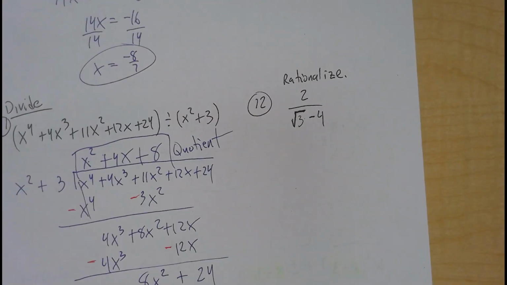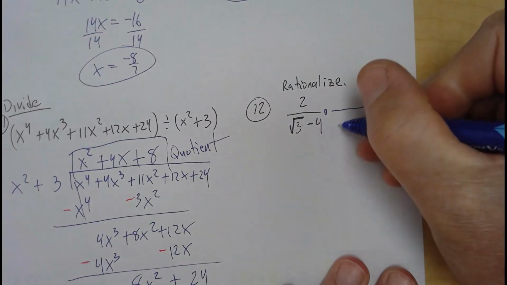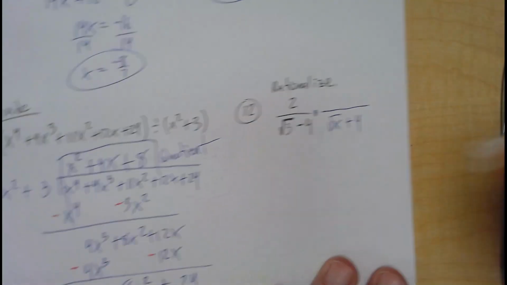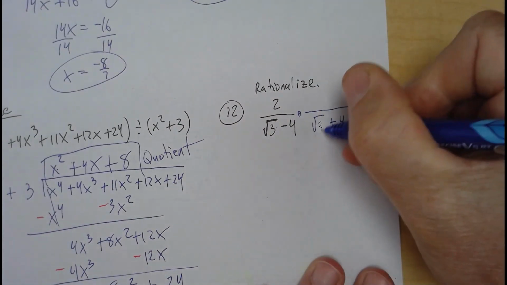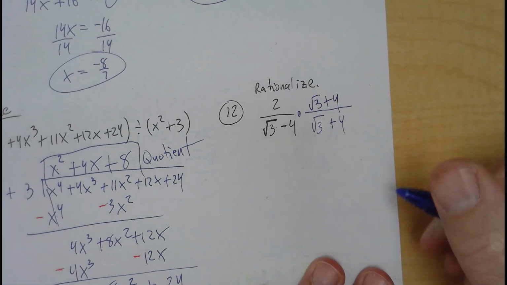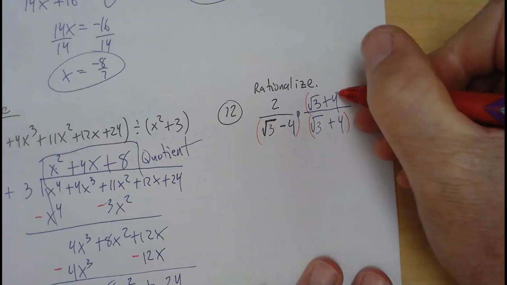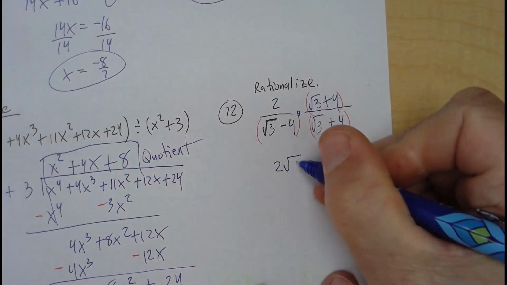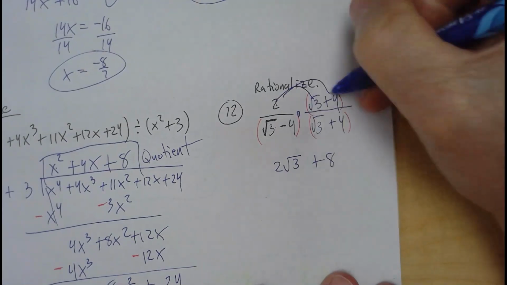Rationalizing the denominator means that we are getting rid of the square root on the bottom. Here I have to multiply by the conjugate, which would be the square root of x plus 4, not x, square root of 3, square root of 3 plus 4. All right, these are like binomials. We love our binomials, so we hug them, give them a hug. So 2 times the square root of 3 is just 2 square root of 3. 2 times 4 is 8. So I'm just distributing through the parentheses.